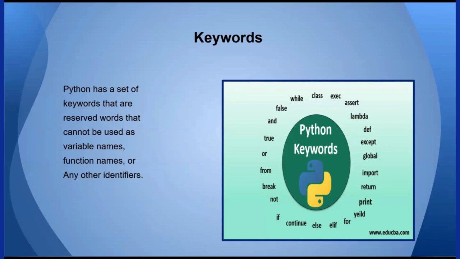If we have to create a class, then class is a keyword. If you are creating a function and you have to return any value, then return is a keyword. So these are keywords. In Python, you can use these words in your program, but you cannot use these words as your variable name, function name, or any other identifier.